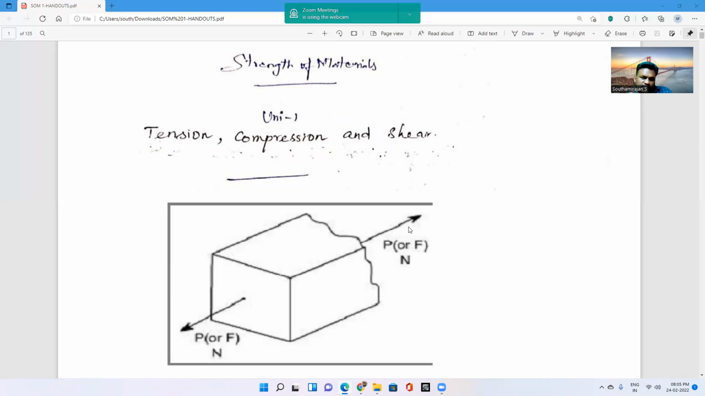The tensile force will be represented in noun format as tension. So tension implies that the applied load will be away from the object. We are going to pull the load at different ends. This will be the nature of the load. Next, we will go through the compressive load.